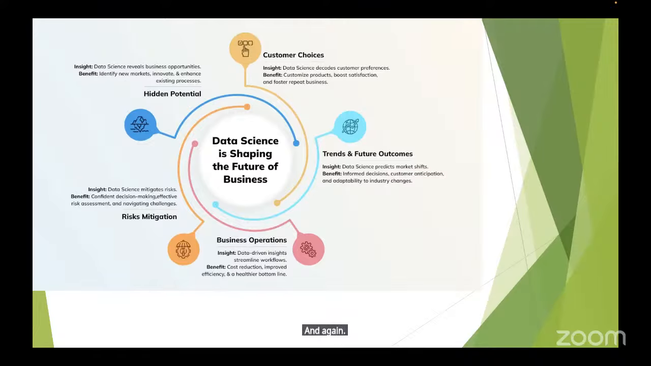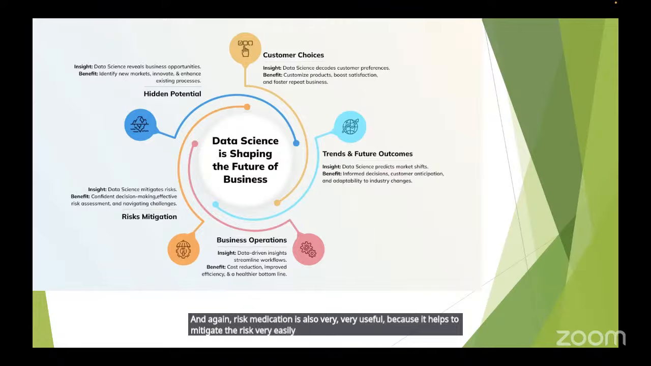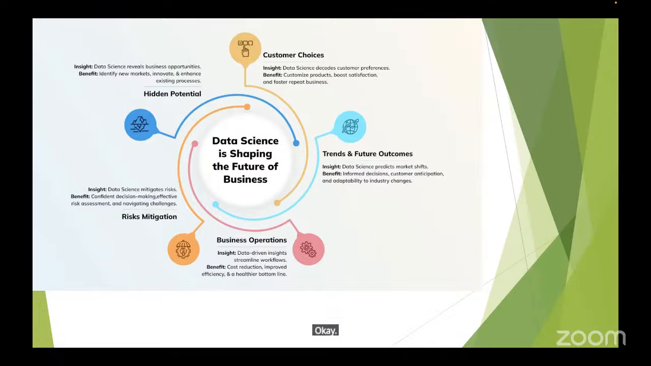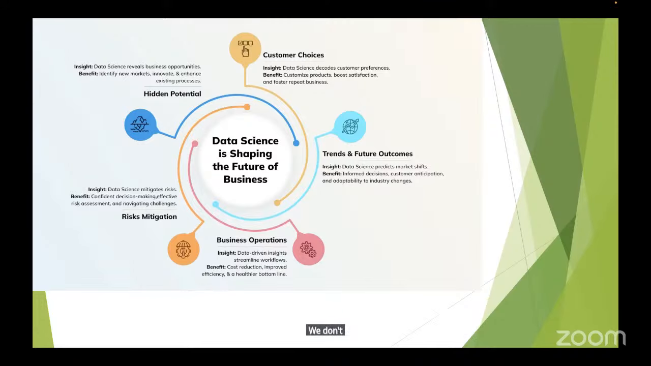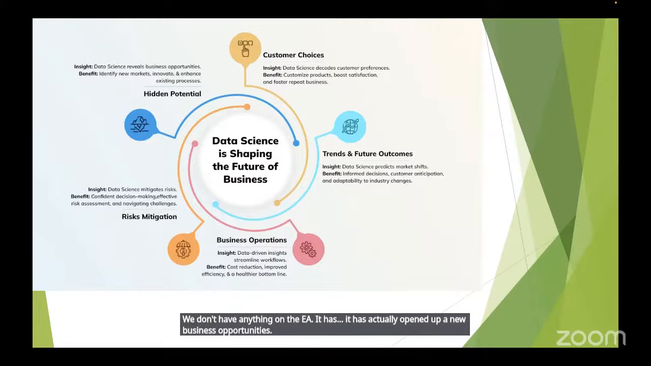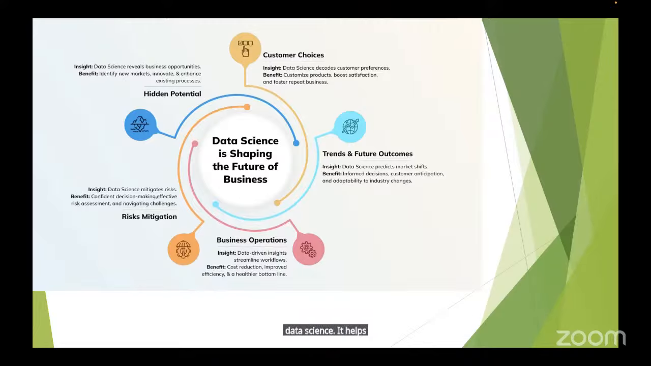And again, risk mitigation is also very, very useful because it helps to mitigate the risk very easily, and I can take a decision very confidently without having any impact because of the risk. Okay, and the other one is the hidden potential, because it helps to reveal what the business opportunities are. Because 10 years back, we didn't have anything on the AI. It has actually opened up new business opportunities. Data science helps us to develop a lot of Gen AI tools, and we have the agentic AI tools. So it has opened up a huge market.